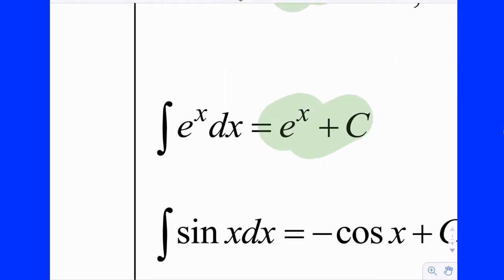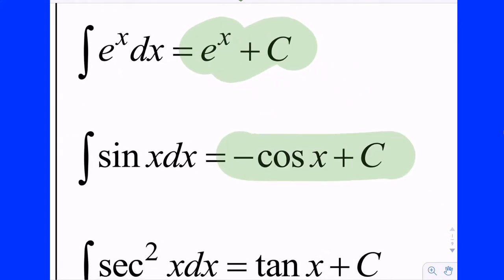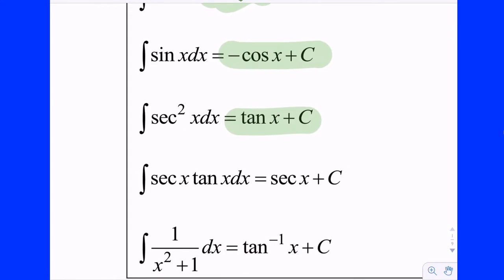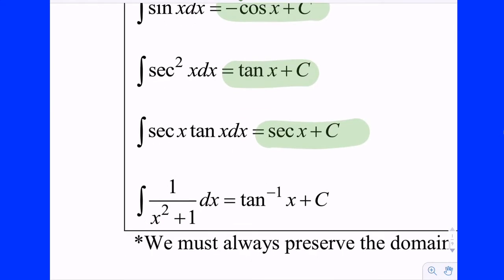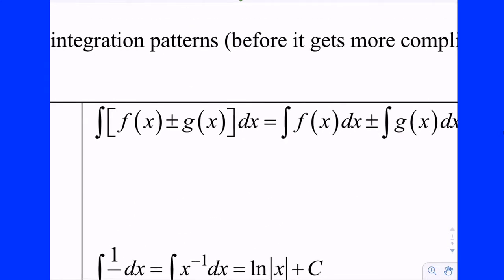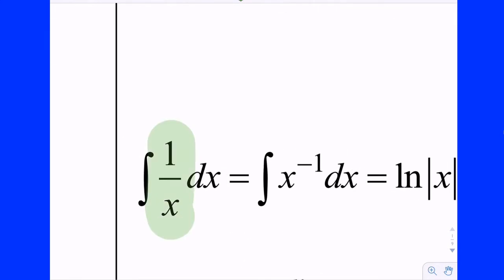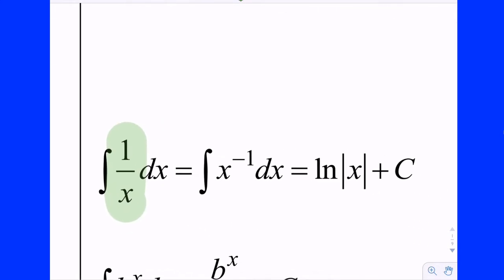The antiderivative of e to the x is itself. The antiderivative of sine is negative cosine. Secant squared is tangent of x. Secant tangent is secant of x. Of course, this becomes inverse tangent. You already know all these. If you're integrating multiple terms, you can give them each their own integral. I'll review. When the power rule fails, who comes to the rescue?